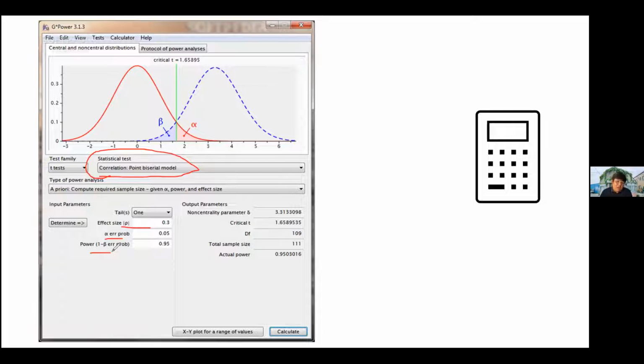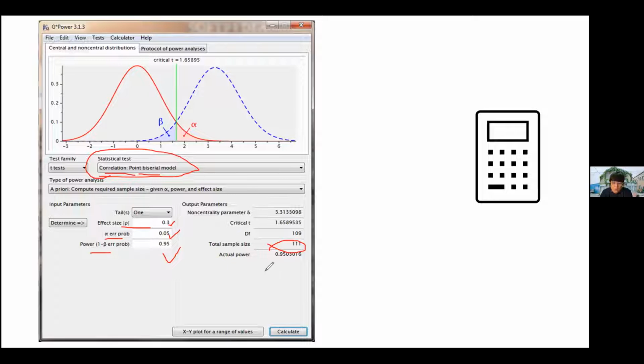in your study. Okay? So for example, this one, in this illustration, you will see kung ang gagamitin mo daw is correlation point biserial model, then yung effect size na gusto mo is 0.3, ang alpha level mo is 0.5, and gusto mong mataas na power level na 95%, then ang recommended sample size niya is 111.